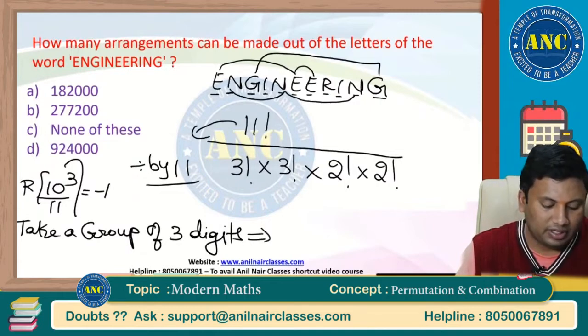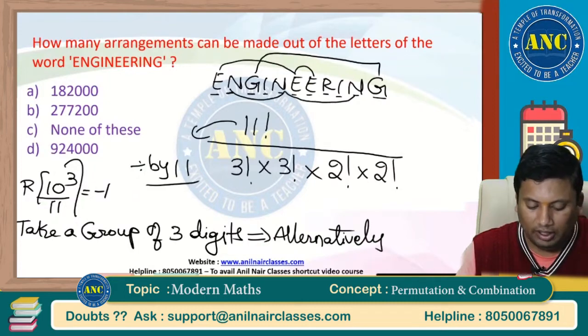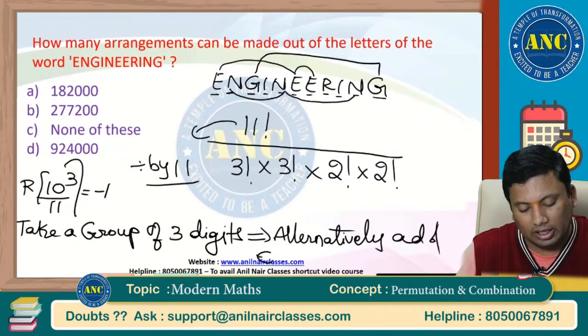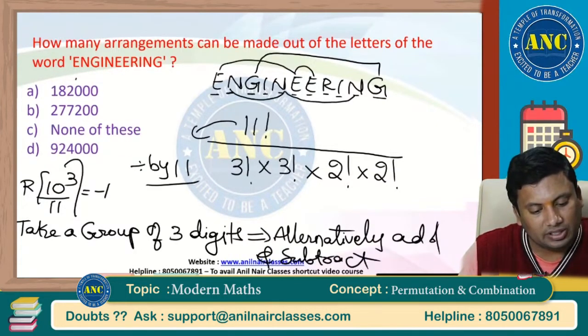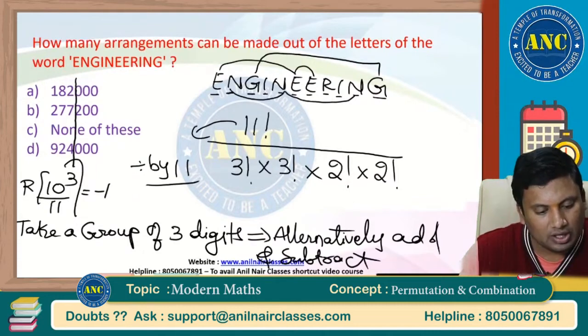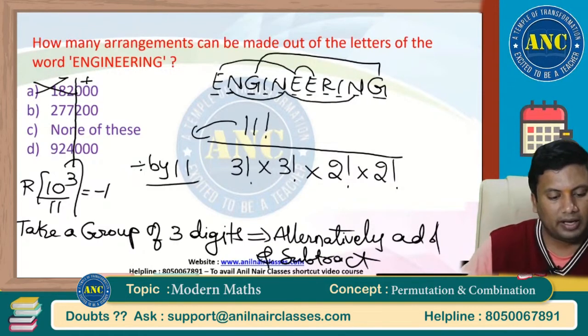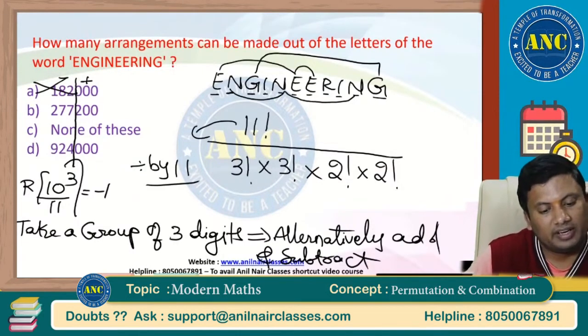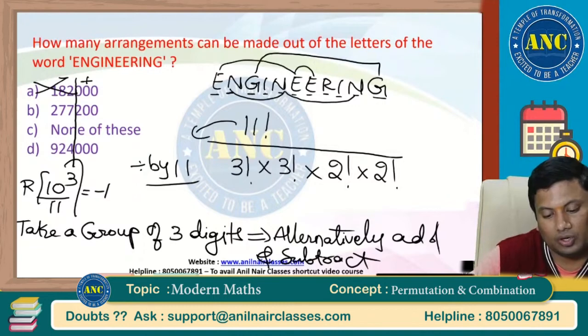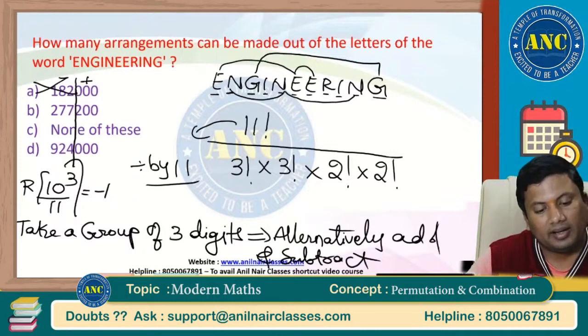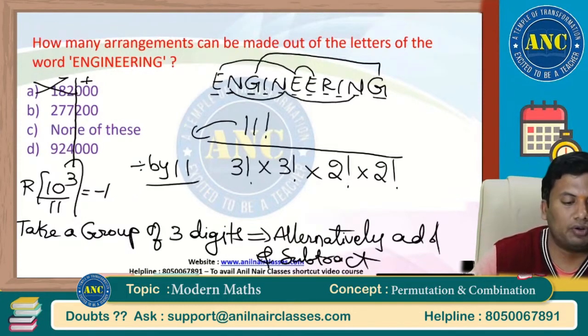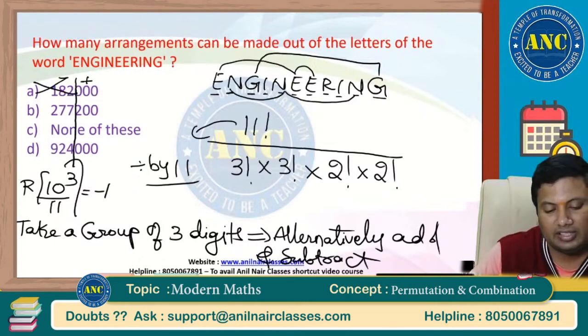Take a group of 3 digits and alternately add and subtract. 182 is not divisible by 11. 277 minus 200 is nothing but 77, which is divisible by 11. 924 minus 0 is 924, which is divisible by 11.